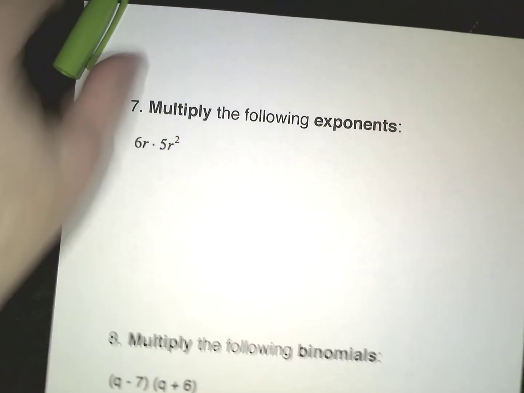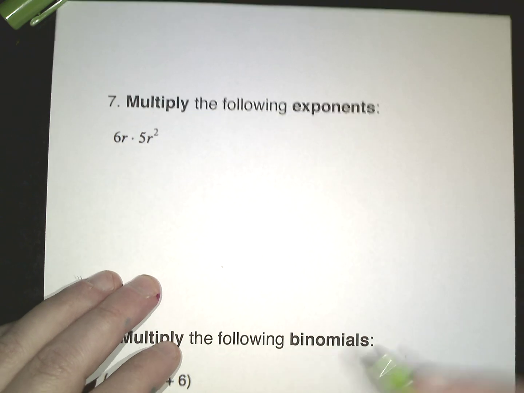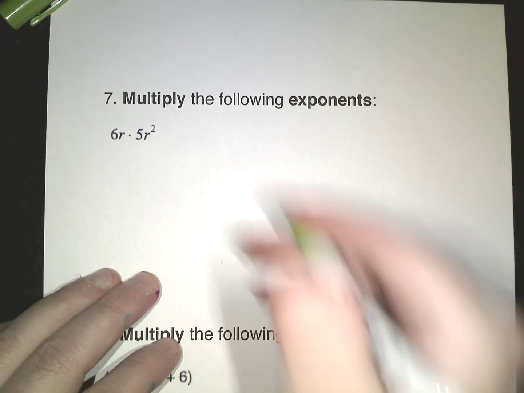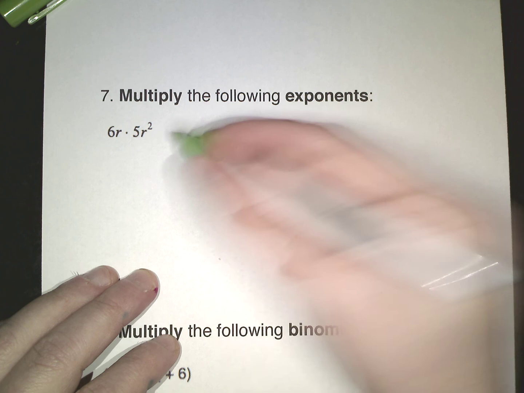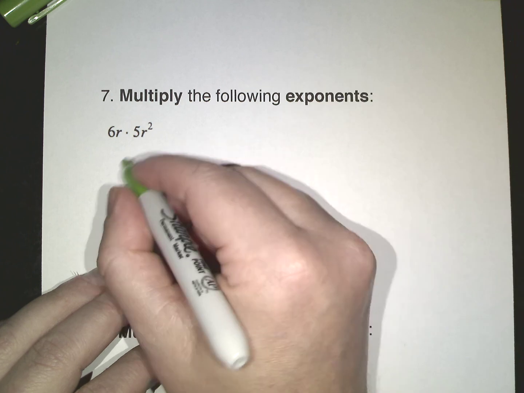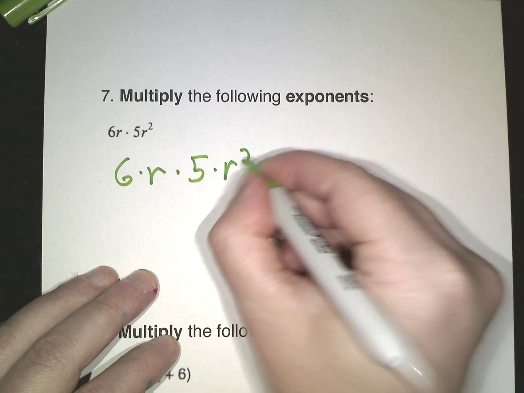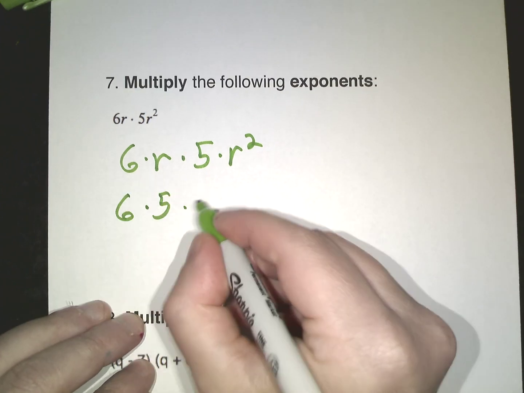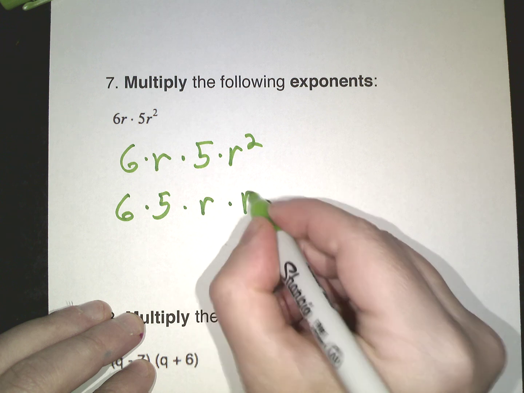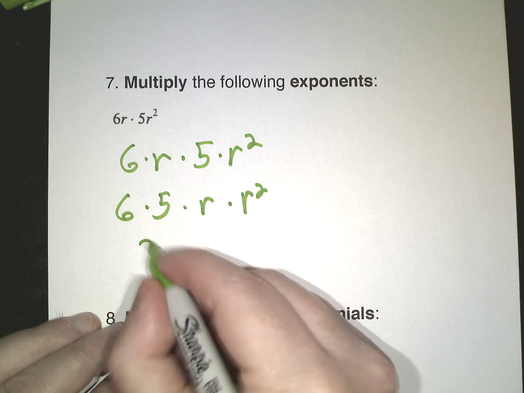Okay, 7 and 8. 2 quick multiplication problems involving a little bit more work, but not terrible. So this is just a multiplication of this. What I like to do is think of multiplication, where you can always change the order. So this is really 6 times r times 5 times r squared. I'm going to change the order to work for me: 6 times 5 times r squared. Well, 6 times 5 is pretty easy. I put it in a calculator. I get the number 30.